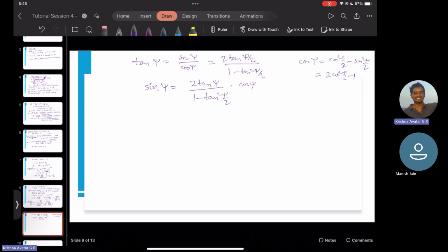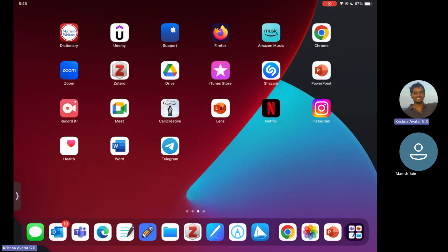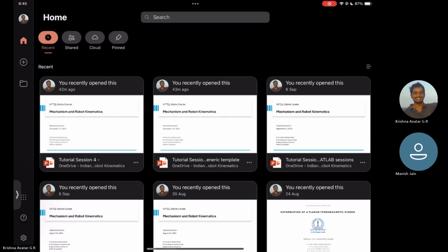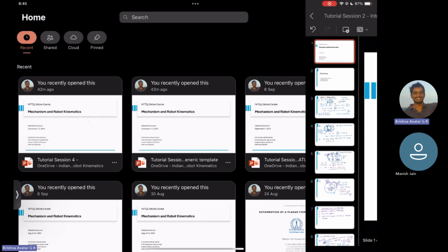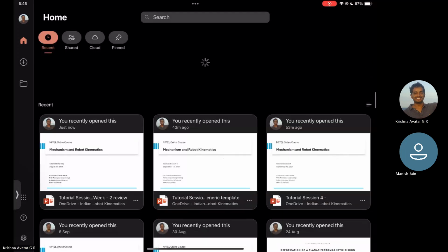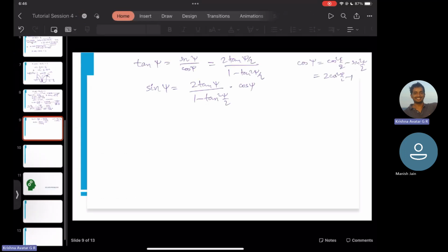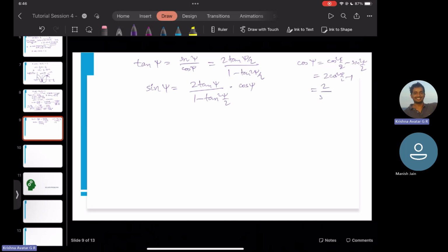So from here, what is our goal? Our goal is to show that we can also write cosine psi is equal to 2 by sec square psi by 2 minus 1. I know it's going very long, but yeah. So we can write this as 2 by 1 plus tan squared psi by 2 minus 1, isn't it?